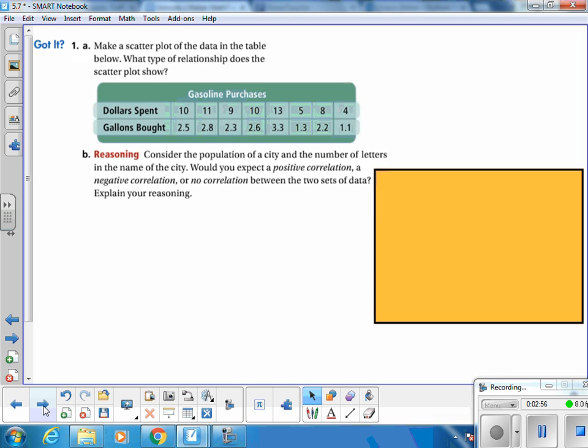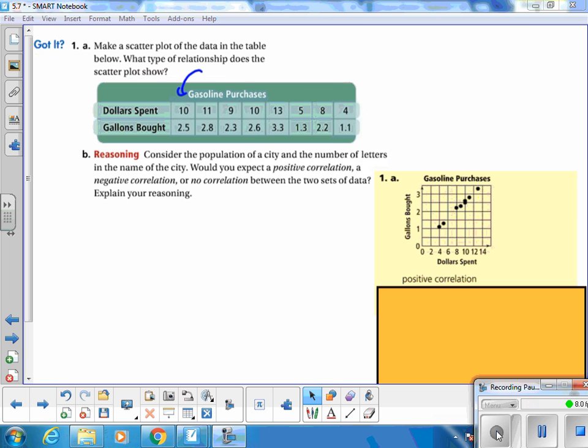This is your turn. You want to grab some graph paper, and you're going to look at each point and go ahead and plot them. The main thing you're looking for is plotting them and determining the correlation. Press pause and give it a try. All right, you can see how it plays out.